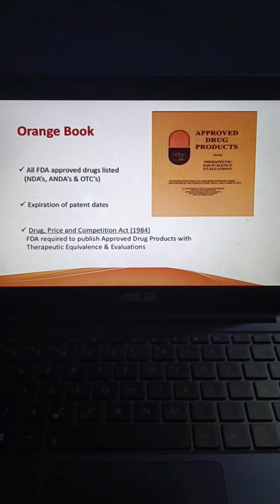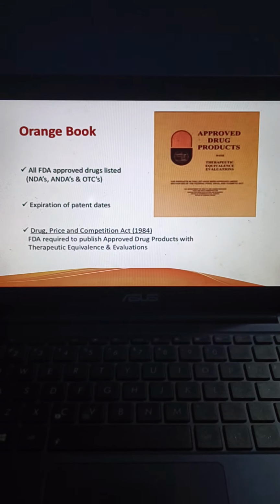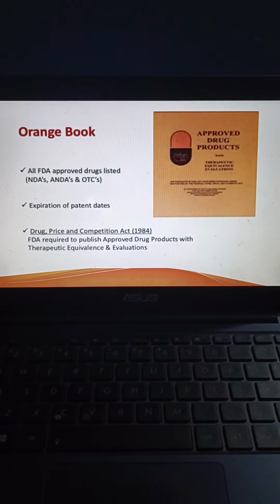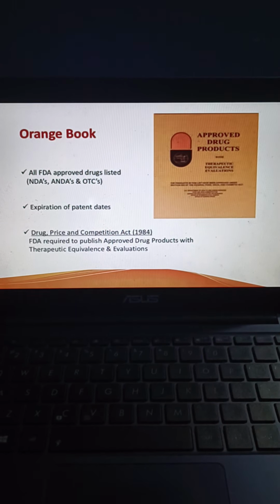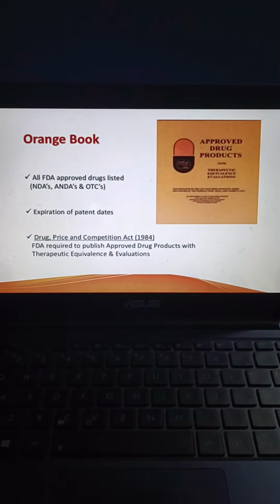Then this is the Orange Book, all FDA approved drugs listed: new drug application, abbreviated new drug application, and over the counter, expiration of patent dates. Under the Drug Price Competition Act 1984, the FDA is required to publish approved drug products with therapeutic equivalence evaluations. This is the Orange Book, Approved Drug Products.